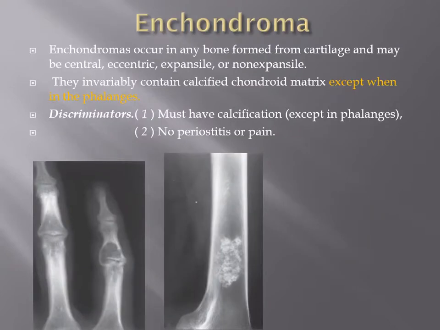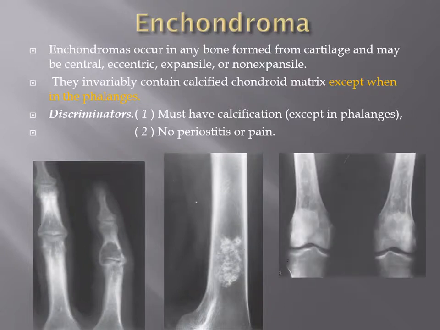The other lesion is enchondroma. This occurs in any bone formed from cartilage and may be central, eccentric, expansile, nonexpansile. Invariably they contain calcified chondroid matrix, except in the phalanges, such as in this case, where it is usually lucent without calcifications. So the discriminators are calcification, as we said, except in phalanges, and no periosteal reaction. Characteristic are these snowflake calcifications, typical chondroid calcification. Popcorn-like, flake-like, snow-like, whatever you like to describe, but it looks like that. This is chondroid pattern calcification.